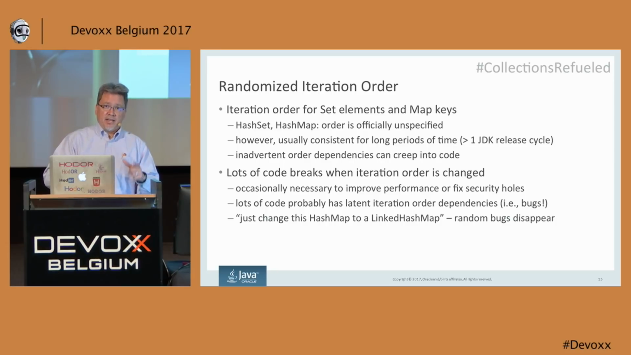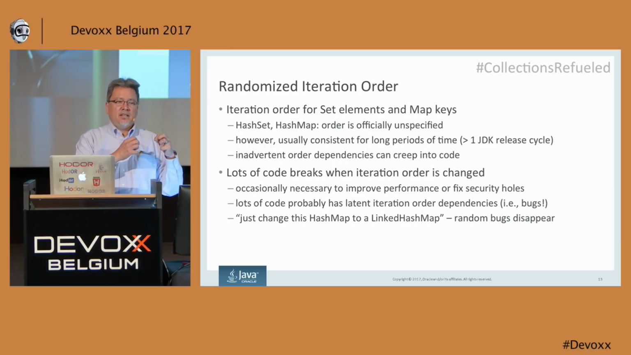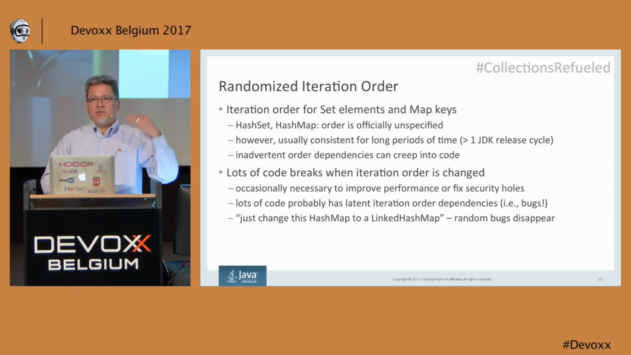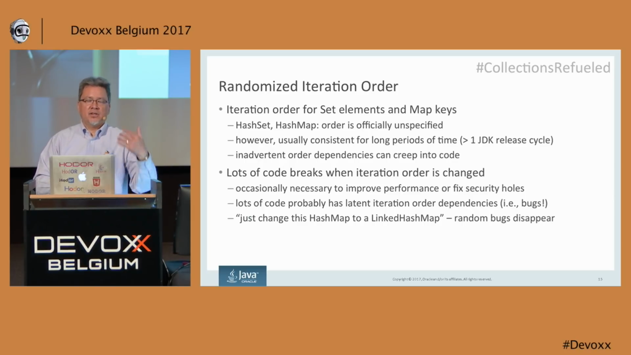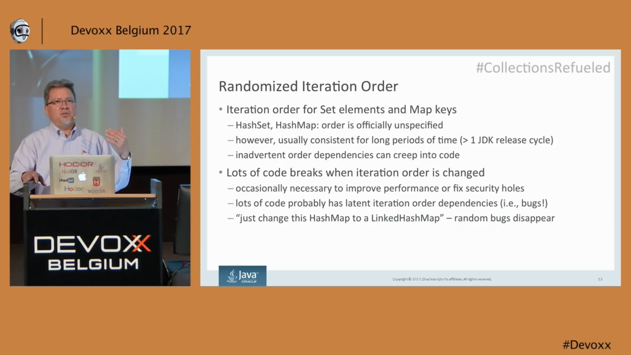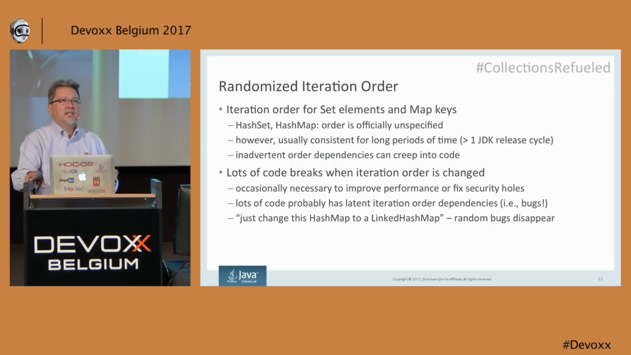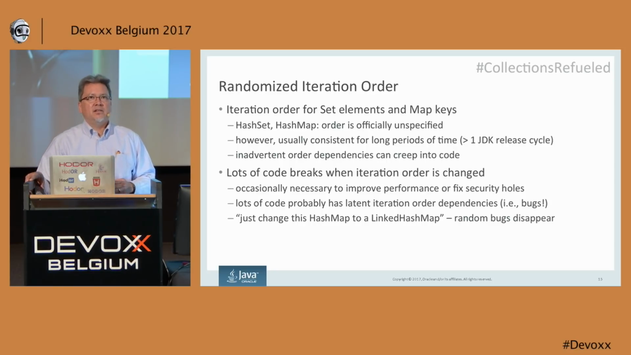And so what we're doing is we're saying, okay, we're standing behind this idea of not returning the elements in any particular order, and instead of changing it as infrequently as possible, we're changing it very frequently. Every time a new VM starts, you're going to get a different order. And what that should do is have an effect of preventing code from being written that has implicit dependencies on iteration order.